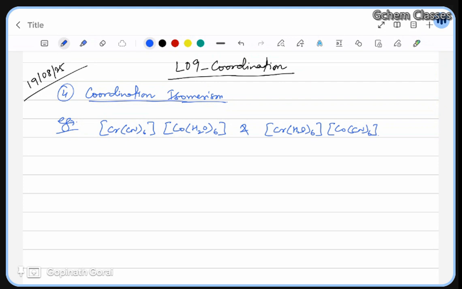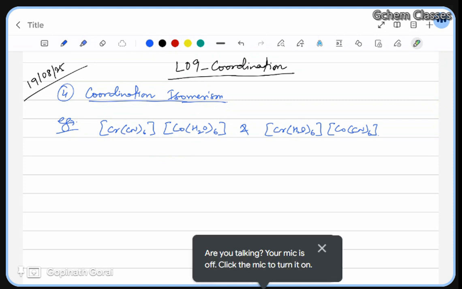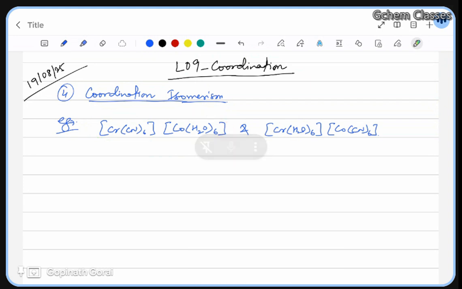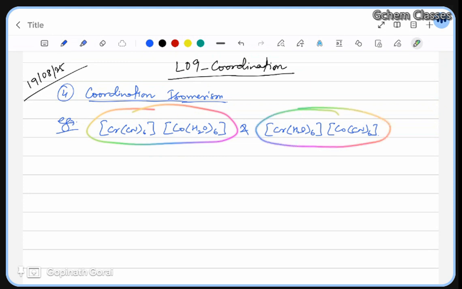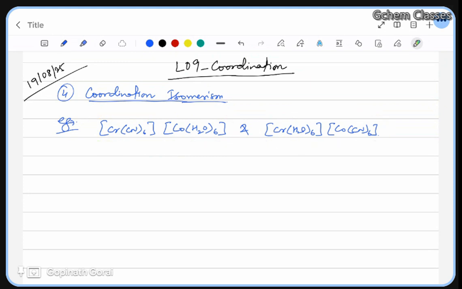So their ligands are changing. If you see this molecule, here chromium, here also chromium, but here the ligand is cyano, here the ligand is water. So this cyano went here and this water came over here. So only the ligand is getting exchanged. That type of isomer we call a coordination isomer. And the overall oxidation number of the complex is constant, right? Whether it is in this form or this form, in both places it will be a neutral molecule.